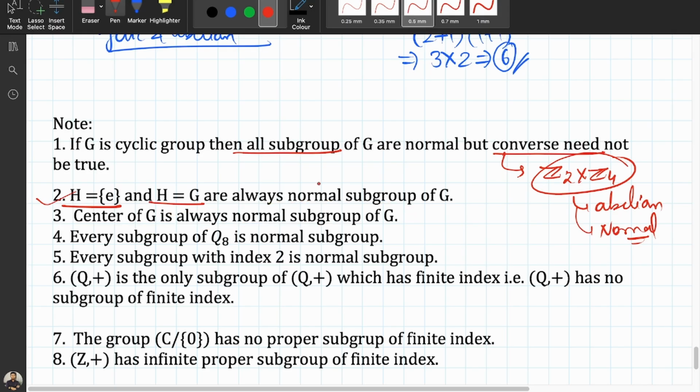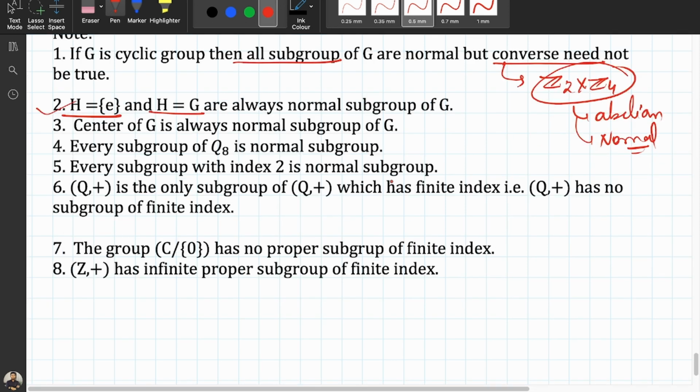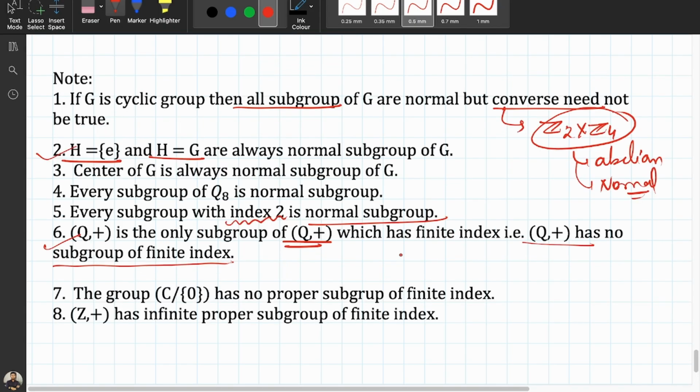The center of G is always normal, because we know that the center is abelian, and if it is abelian, then it is normal. Every subgroup of a cyclic group is normal. They all are cyclic, and there are 3 proper subgroups, but all are cyclic. Now every subgroup with index 2, this is very important, is a normal subgroup. Q plus has no subgroup of finite index, this is the result. The group C star has no proper subgroup of finite index, and Z plus has infinite proper subgroups. All are related to the normal subgroup.